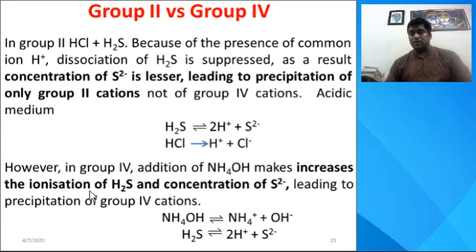But after group 2, in group 4 the medium becomes basic when we add ammonium hydroxide. So when we add ammonium hydroxide, look at the ionization. Here it is not a common ion; in fact, OH minus from ammonia and H plus from H2S combine to release water, which promotes the reaction in forward direction. That means ionization of H2S becomes more, or you can say the concentration of sulfide increases, which is required to precipitate the group 4 cations.